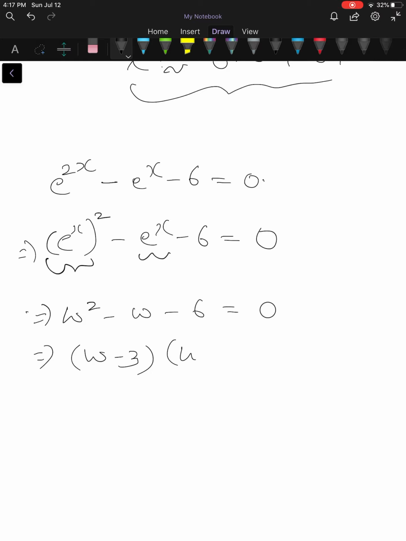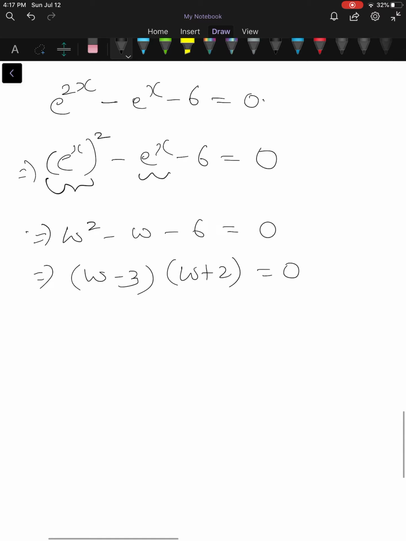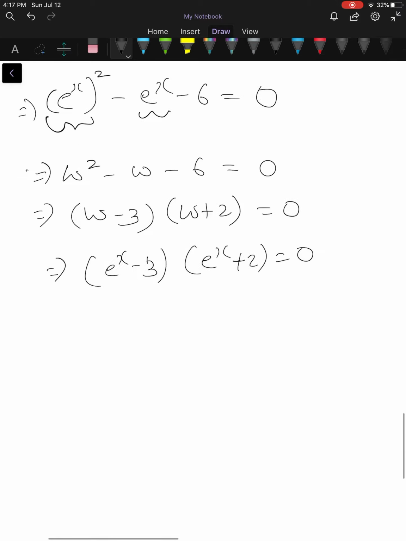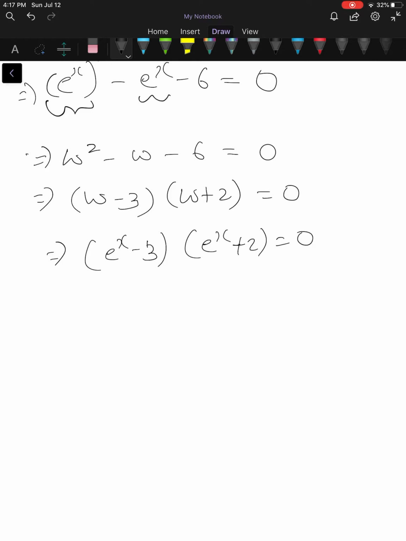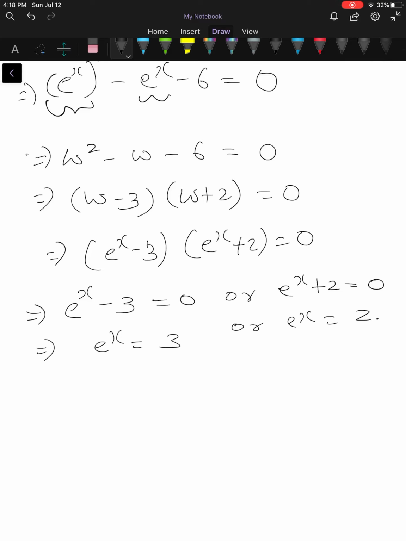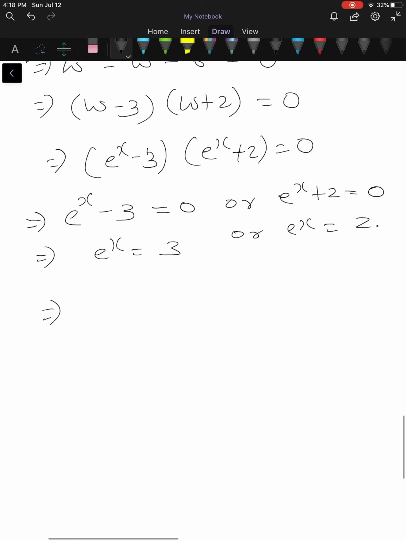So what do we get after factorization? We get w minus 3 times w plus 2 is equal to 0, where w is e power x. So, e power x minus 3 times e power x plus 2 is equal to 0. When will the product of two expressions be equal to 0? When either one of them is 0, right? So to obtain the x value, this implies e power x minus 3 is equal to 0, or e power x plus 2 is equal to 0. So this implies e power x is equal to 3, or e power x is equal to 2.